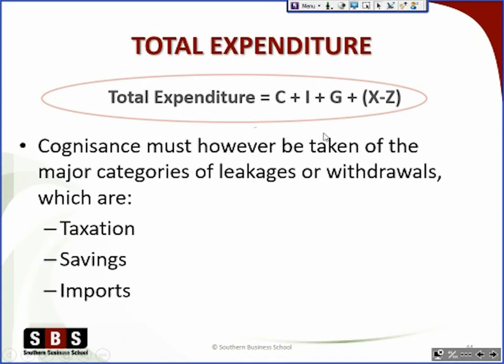In this formula, you must just know that there is taxation. We're all paying tax. There are savings. We're all trying to save. It's not always possible with a high petrol price, but we're all trying to save. And then imports is important in this formula.